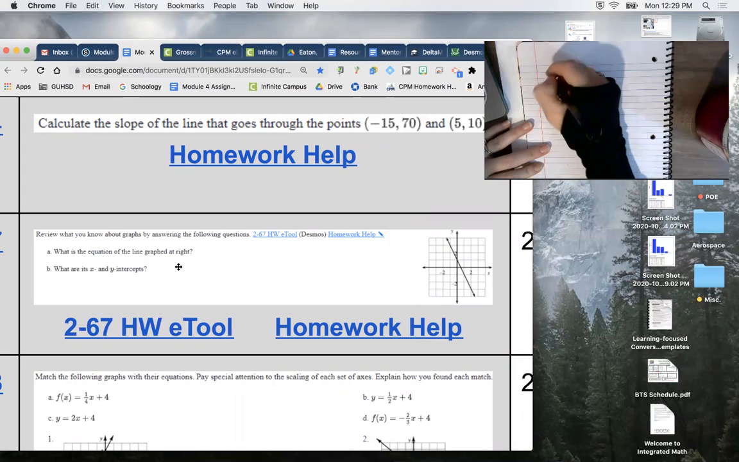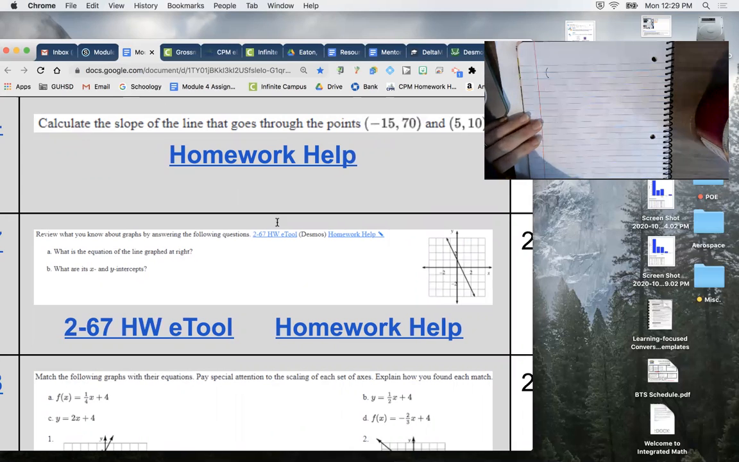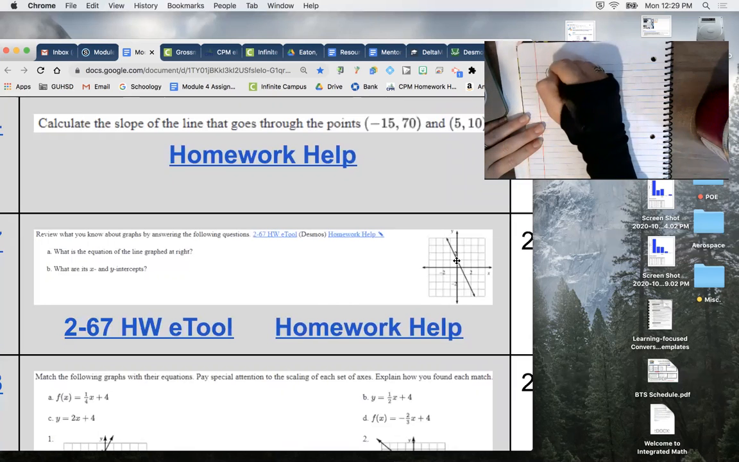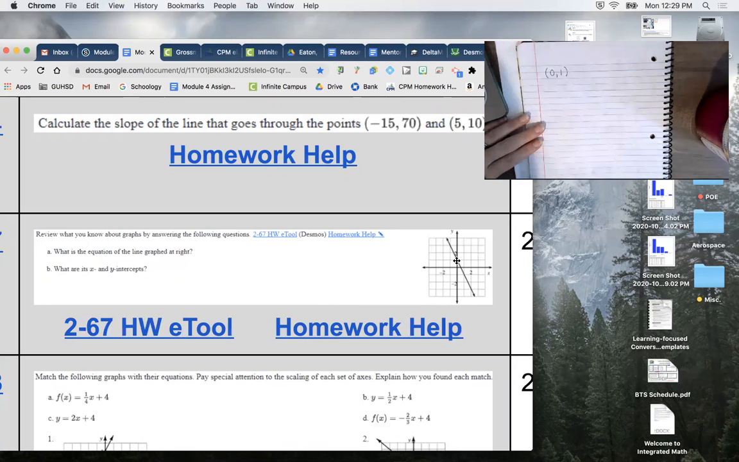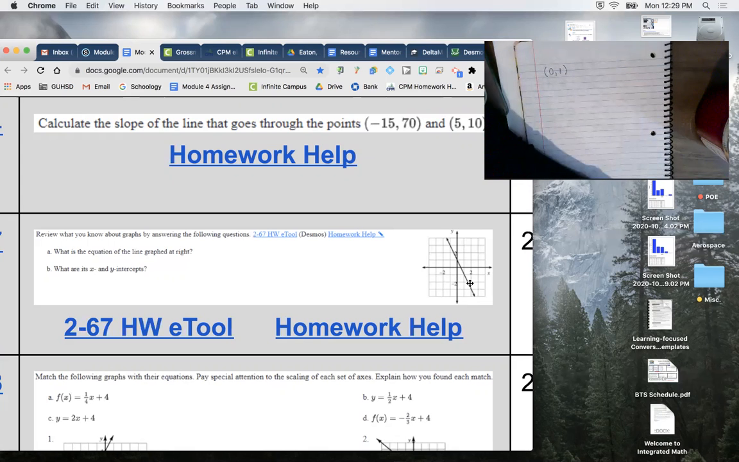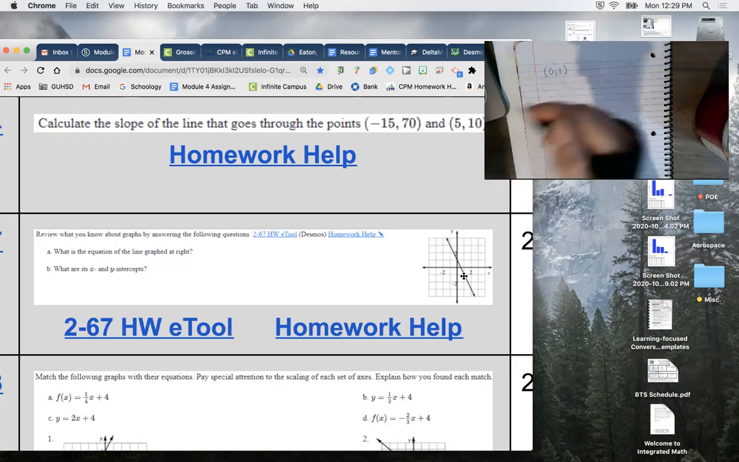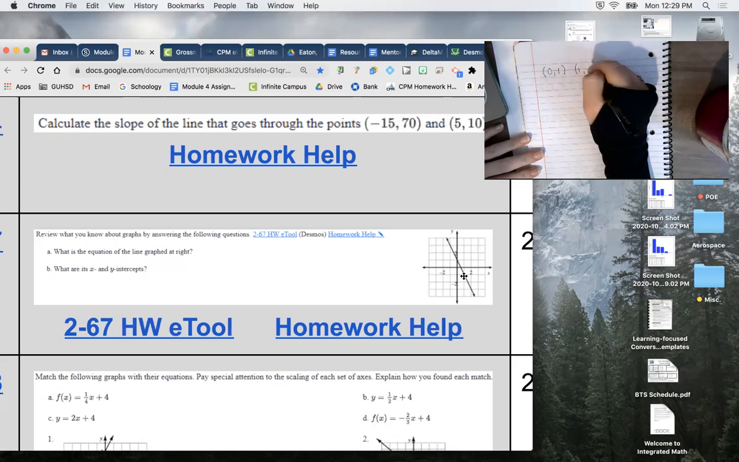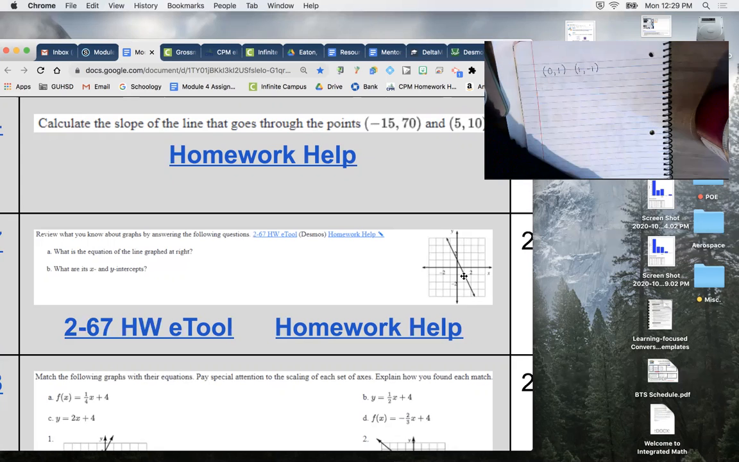I'm going to pick 2 points on here. I'm going to pick the point 0, 1, because that's a nice point. But it doesn't look like there's a nice point through the x-intercept. So I'm going to go down here to this point. That looks like a nice point, and that point is at 1, negative 1. You could have also used a point up here if you wanted to, but I'm going to use this one.